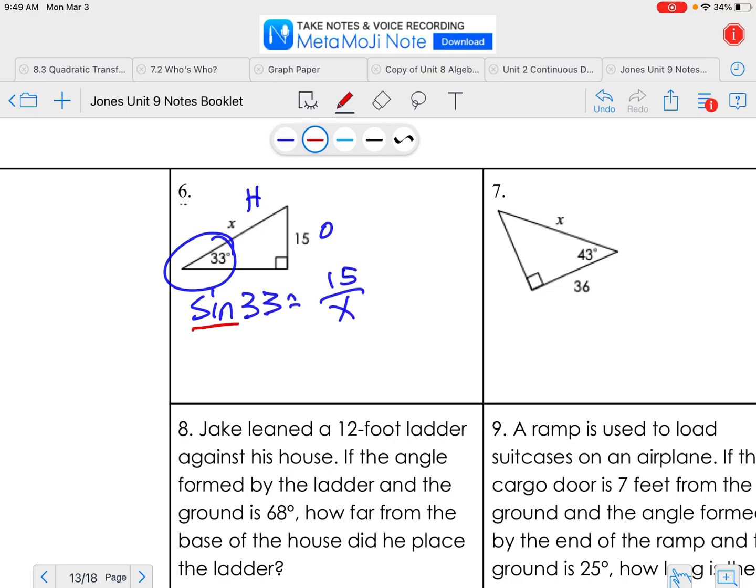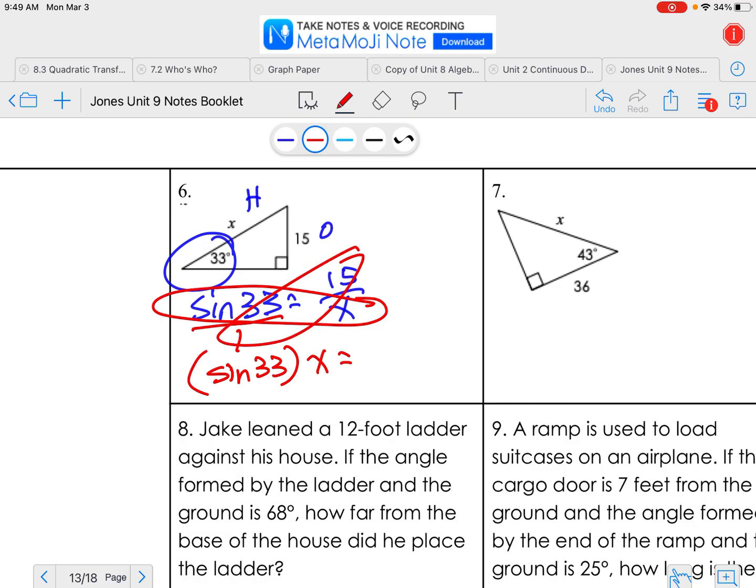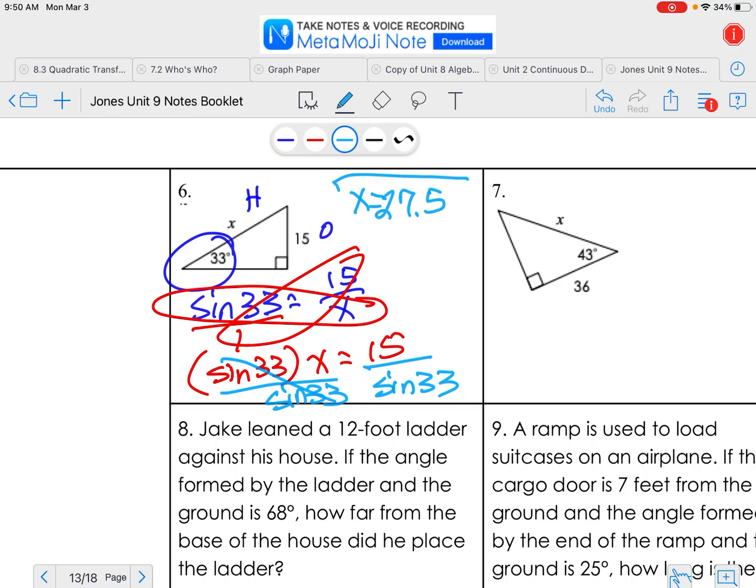This one's going to be solved a little differently, because when you do cross products, you get sine 33 times x equals 15. So how do I get x alone? I divide both sides by sine 33. So in the calculator, put 15 divided by sine 33. And you've got that x is 27.5.